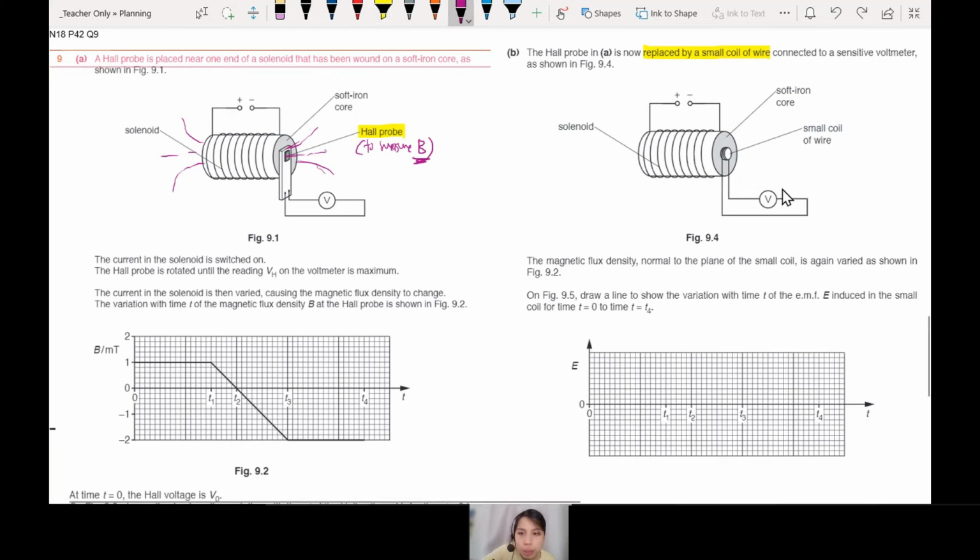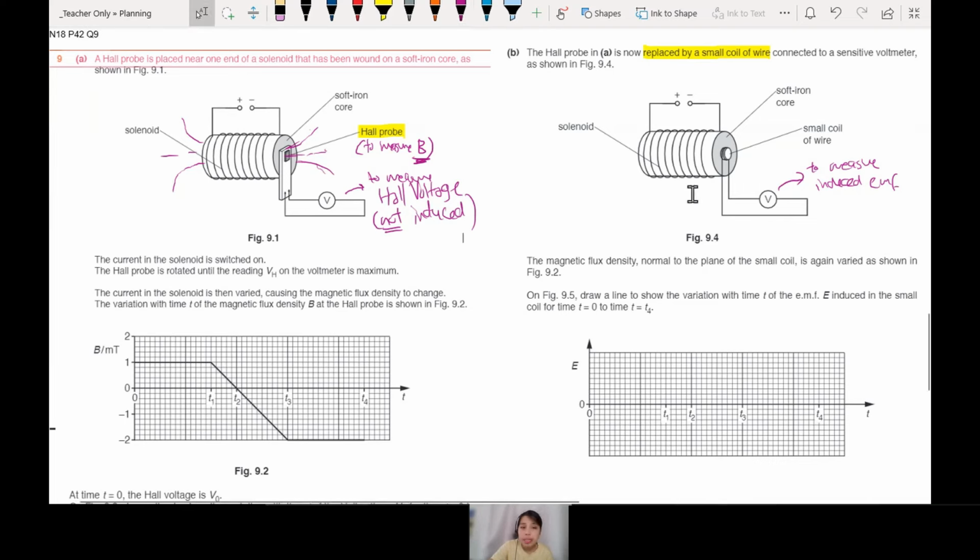Why do we connect a voltmeter? This voltmeter is to measure induced EMF, whereas the original voltmeter here is to measure the Hall voltage. There are two different effects. This Hall voltage, by the way, is not induced. So now you are going to have an induced EMF in this small coil.